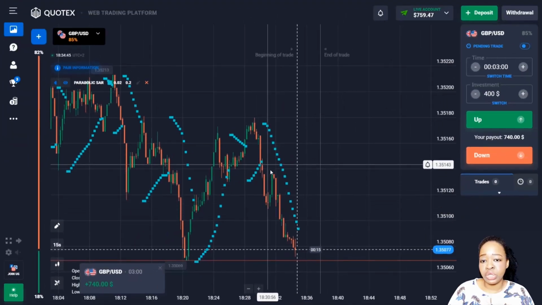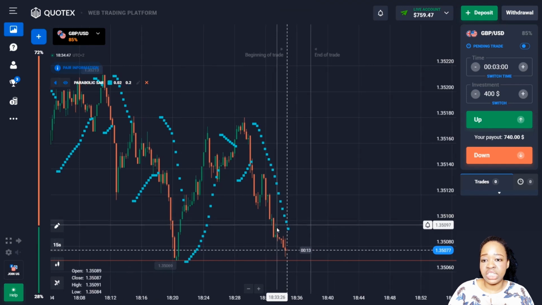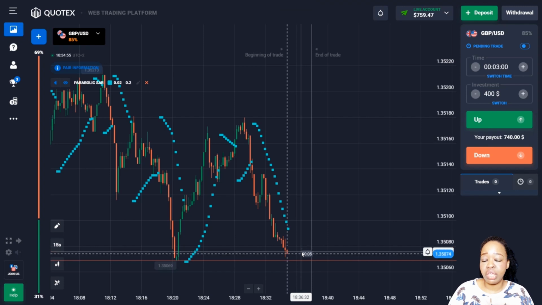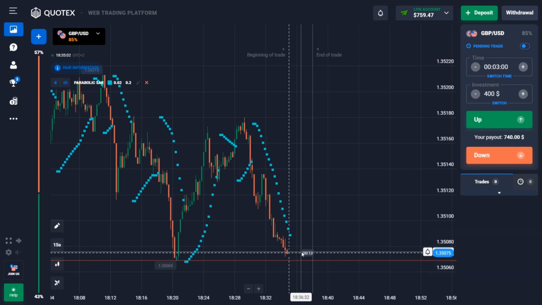You can see the price really continued moving down and I got the profit here. You can also notice 3 minutes was perfectly enough time for this trade. The indicator was right and showed me a very good entry point, and you can see that combining the indicator with technical analysis works well. Let me continue.